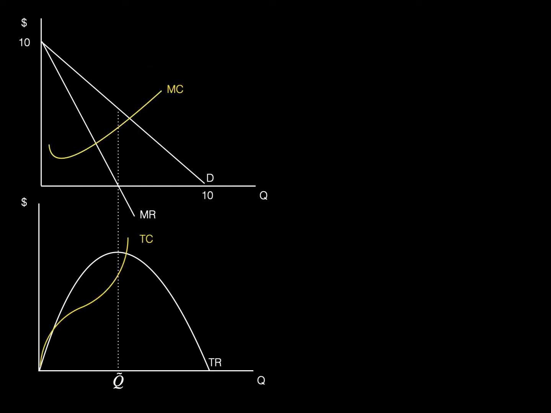Now let's add the cost curves to the picture so that we can figure out how much the monopolist will produce to maximize profit. Recall that profit is equal to total revenue minus total cost. In the lower graph, profit is maximized where total revenue and total cost are furthest apart. We will label this point as Q star. At this point, the slope of total revenue is equal to the slope of total cost. Since the slope of total revenue is marginal revenue and the slope of total cost is marginal cost, at this point where profit is maximized, marginal revenue equals marginal cost.